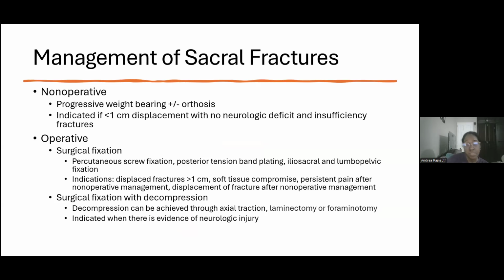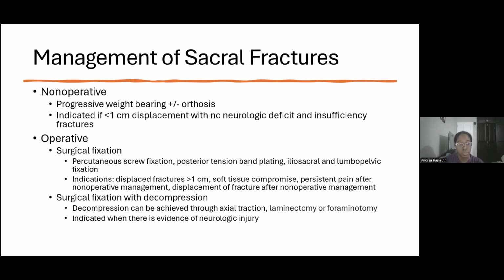So the management of sacral fractures, you can do non-operative with progressive weight bearing, plus or minus orthosis. This is indicated if there's less than 1 centimeter displacement and no neurological deficit, right? Then there's the operative route where you could do surgical fixation.